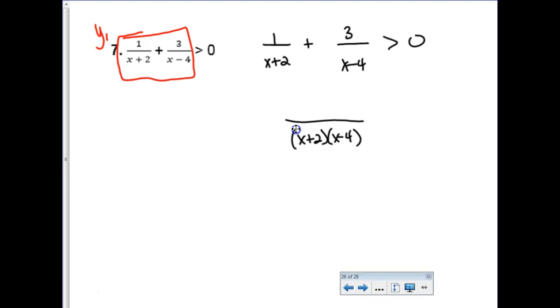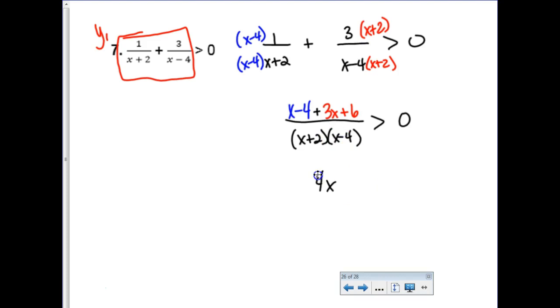Oh, so your common denominator is x plus 2 and x minus 4. So each fraction is going to have to get multiplied by the missing factor. So this is easy. 1 times x minus 4 is x minus 4. And then plus 3 times x plus 2 would be 3x plus 6. So we're going to collect our like terms there. What do we have? Let's see, 4x plus 2. And then leave these factored always, x plus 2 times x minus 4.